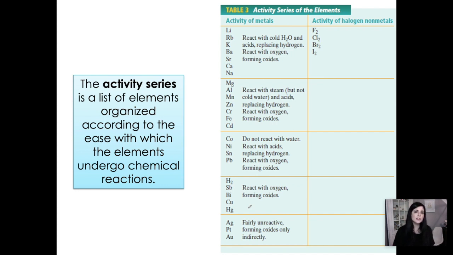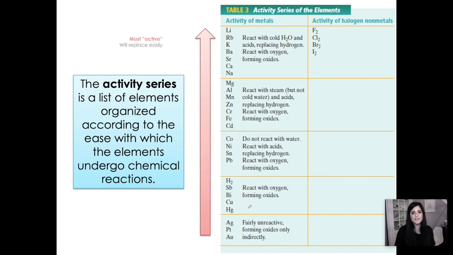So the elements towards the top of this activity series are very, very reactive. These are your alkali metals and your alkaline earth metals, all the way over to the left side of the periodic table. Those elements have very low electronegativities and very low ionization energies. They want to get rid of their electrons very easily. Therefore, they are the most active, the most reactive. They want to be in a compound. They don't like to be by themselves.